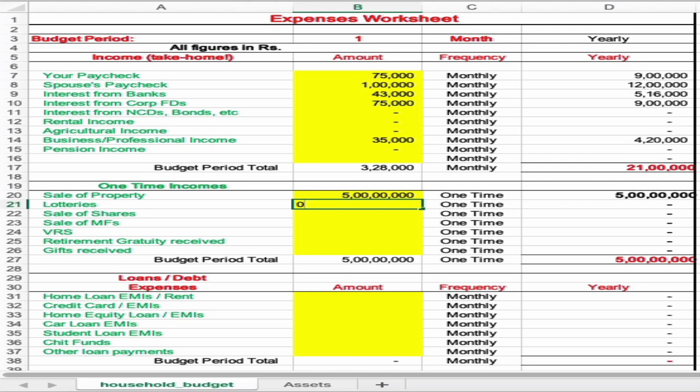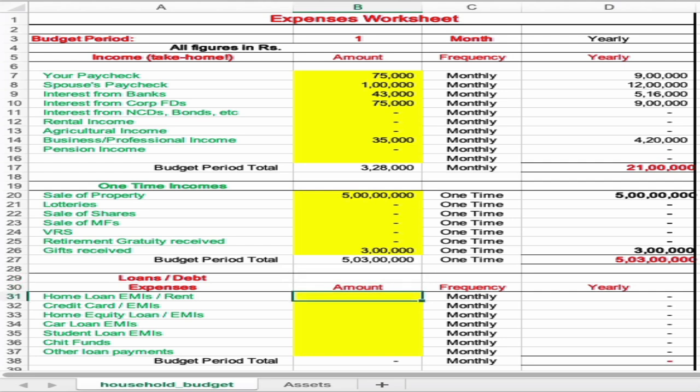Lotteries. No, you don't play lotteries. Then sale of shares, you have not yet got anything. Sale of mutual funds, no. VRS, voluntary retirement scheme, you are still working, no question. Retirement gratuity received, you are not retired. Gifts received. Let's say your parents give you 3 lakh rupees this month, this year, this financial year. So you have a total income of 5 crores 3 lakhs during the financial year.